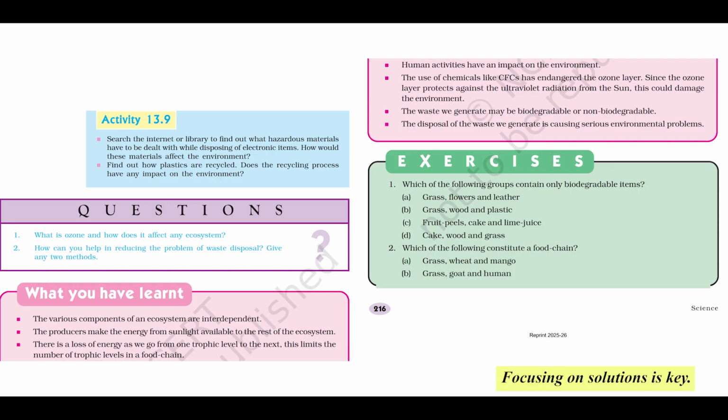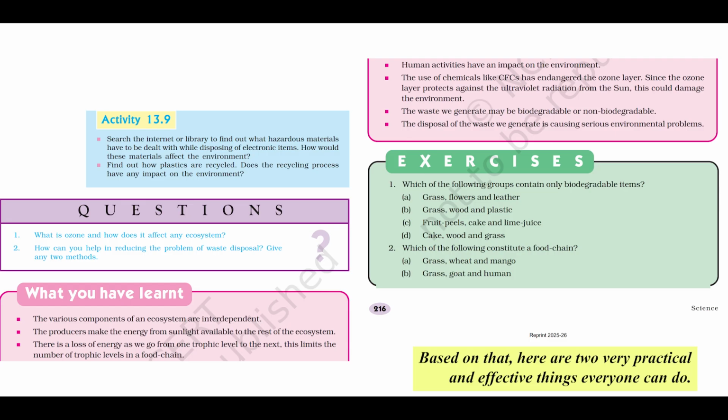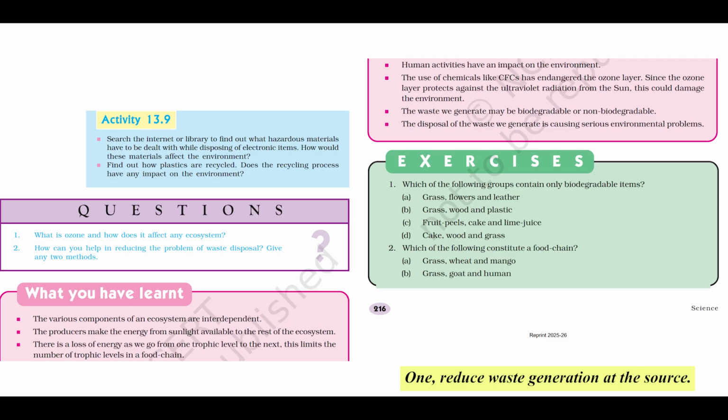Excellent question. Focusing on solutions is key. The guiding principle is the 3 R's: reduce, reuse, recycle. Based on that, here are two very practical and effective things everyone can do. One, reduce waste generation at the source. This is the best approach. Stop waste before it even starts.